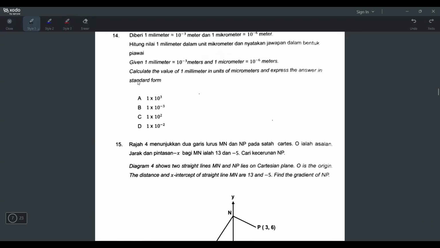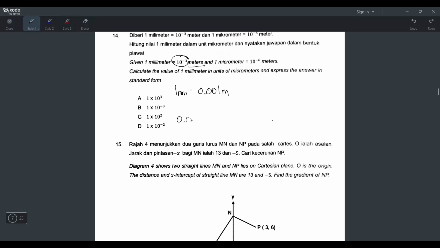Okay, let's do number 14. Given 1 millimeter is equal to 10 power negative 3 meters, right? Okay, what's the meaning of 10 power negative 3? You can press the calculator. If you press 10 power negative 3, what will your calculator give you? Let me press 10 power negative 3. Okay, your calculator will give you 1 over 1000, right? And it means 1 millimeter is equal to 0.001 meters, right?